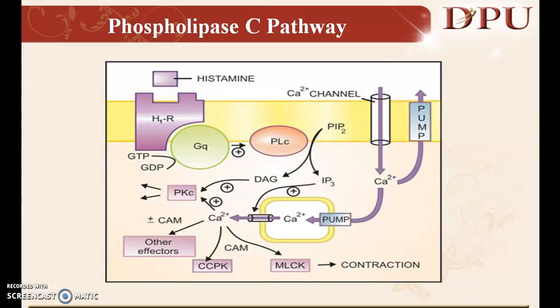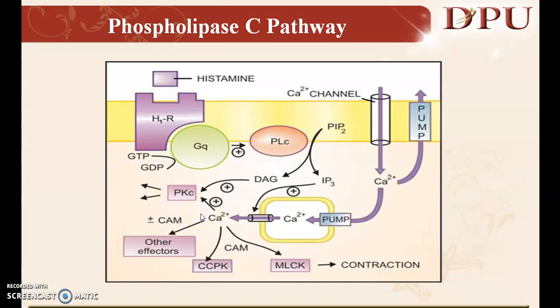This phospholipase C causes the hydrolysis of PIP2 into IP3 and DAG. PIP2 is phosphatidylinositol bisphosphate, which leads to the production of IP3 and DAG, that is inositol triphosphate and diacylglycerol. Now IP3 is responsible for release of calcium from the calcium stores, and DAG, that is diacylglycerol, is responsible for the activation of protein kinase C.